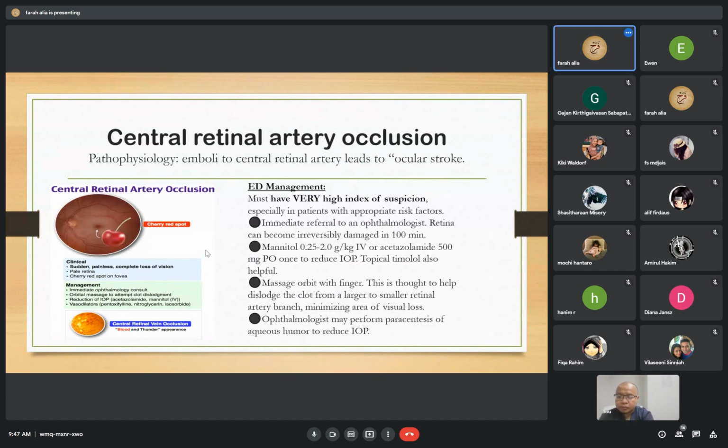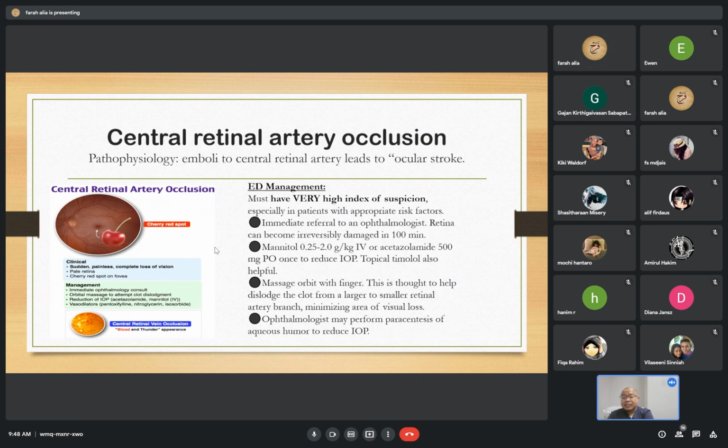Okay, CRAO, Central Retinal Artery Occlusion, despite the name, it's a sudden, painless, complete loss of vision. And it's very important to do fundoscopy, because then only can we see whether the retina is pale or not, the cherry red spot and so on. Because sudden loss of vision is something distressing or very noticeable to patient. So it's something that you need to address.